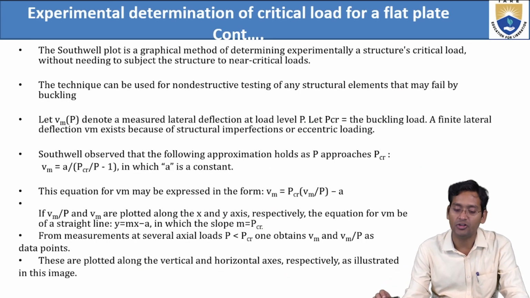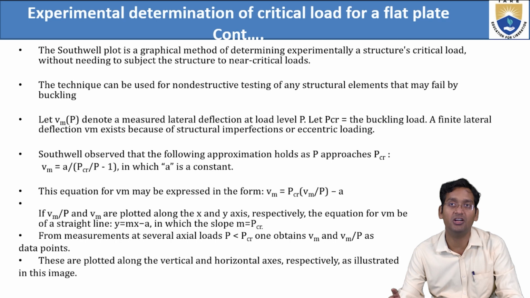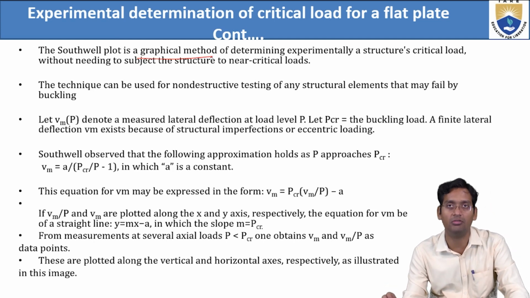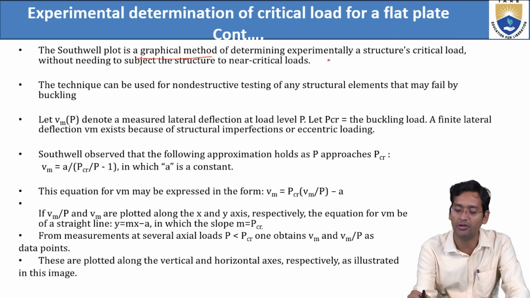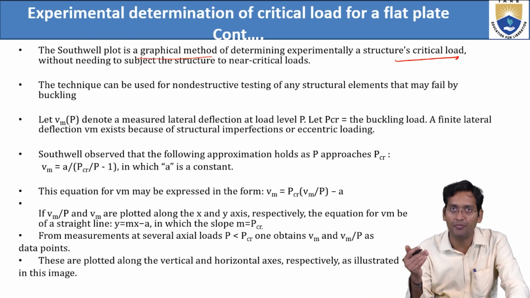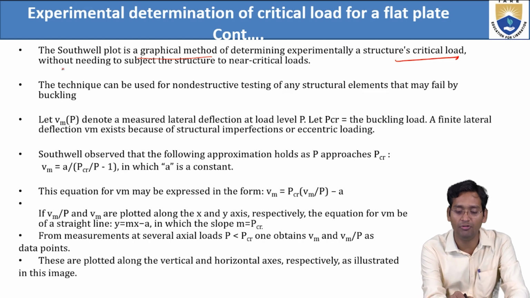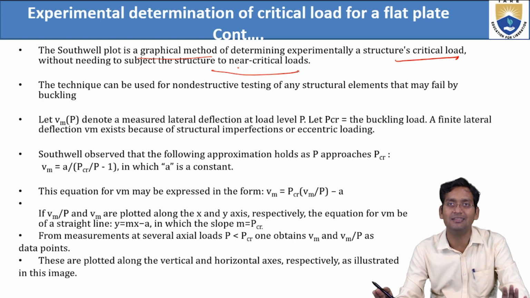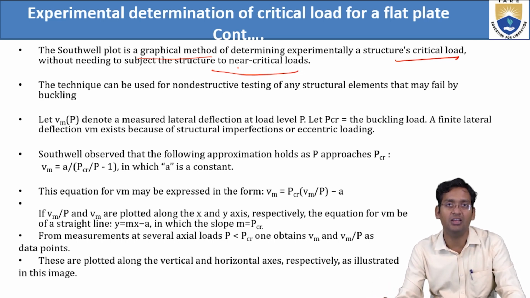So now see here, the Southwell plot is a graphical method of determining experimentally a structure's critical load. Means first draw that Southwell plot based on the experiment, whatever data we are getting, right? Then we can find the critical load. How? Find the slope of that curve, that will be the critical load, without needing to subject the structure to non-critical loads. Means the non-critical load is not required, just near the critical load.